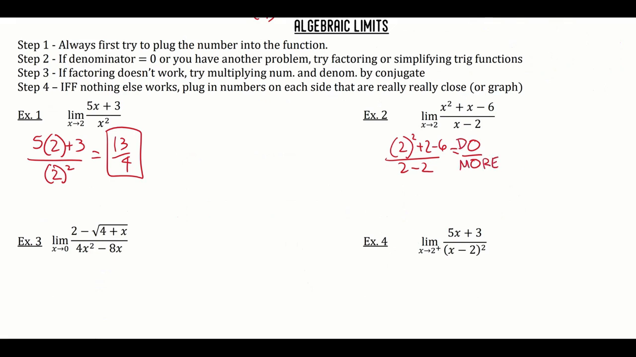Isn't that super cute? Mrs. Kelly taught me that trick. 0 over 0 means do more. So that means try factoring or simplifying trig functions or using conjugates or whatever. So 0 over 0 means you have to do something else, but it's still solvable.